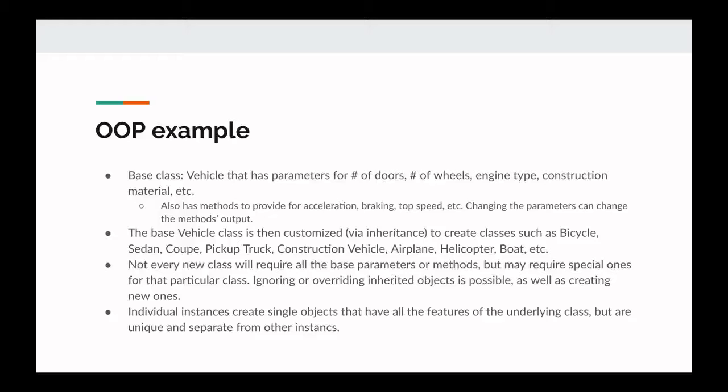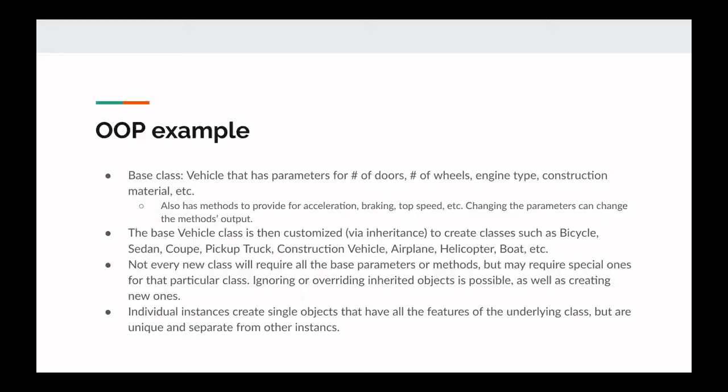So a bicycle isn't going to have any doors, but it's going to have wheels. It's not going to have an engine. It's going to have a type of construction material. All of those are going to be different than what you would have in a pickup class, where a pickup truck is going to have doors, it is going to have an engine, and things like that.